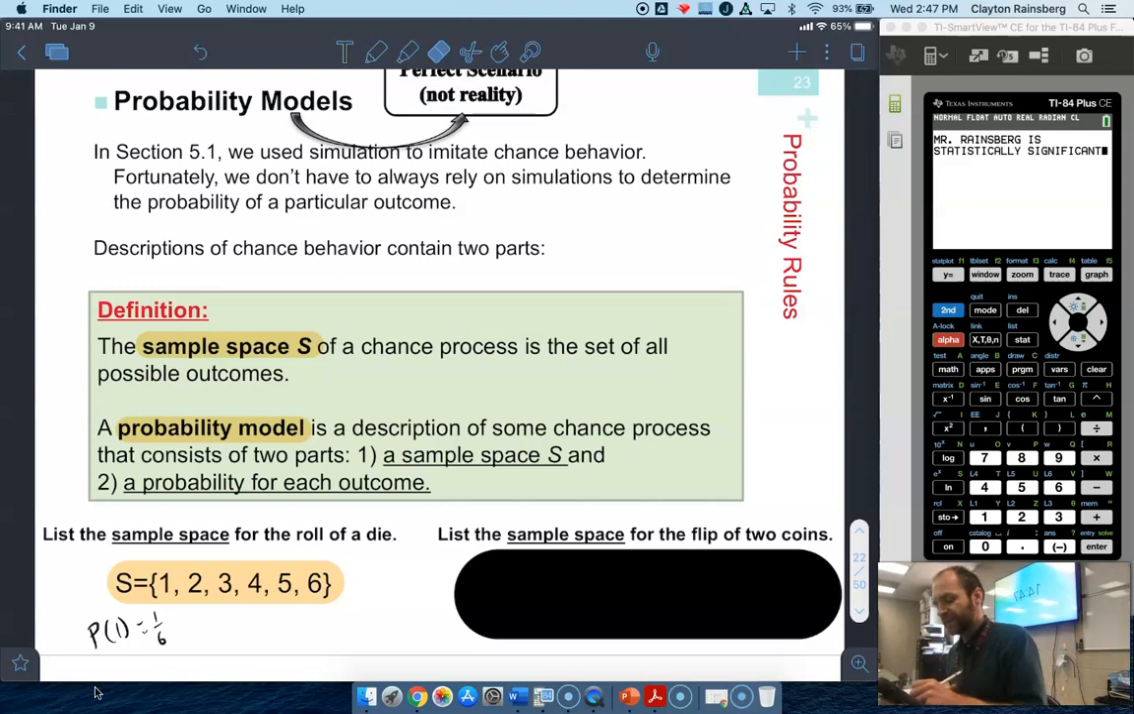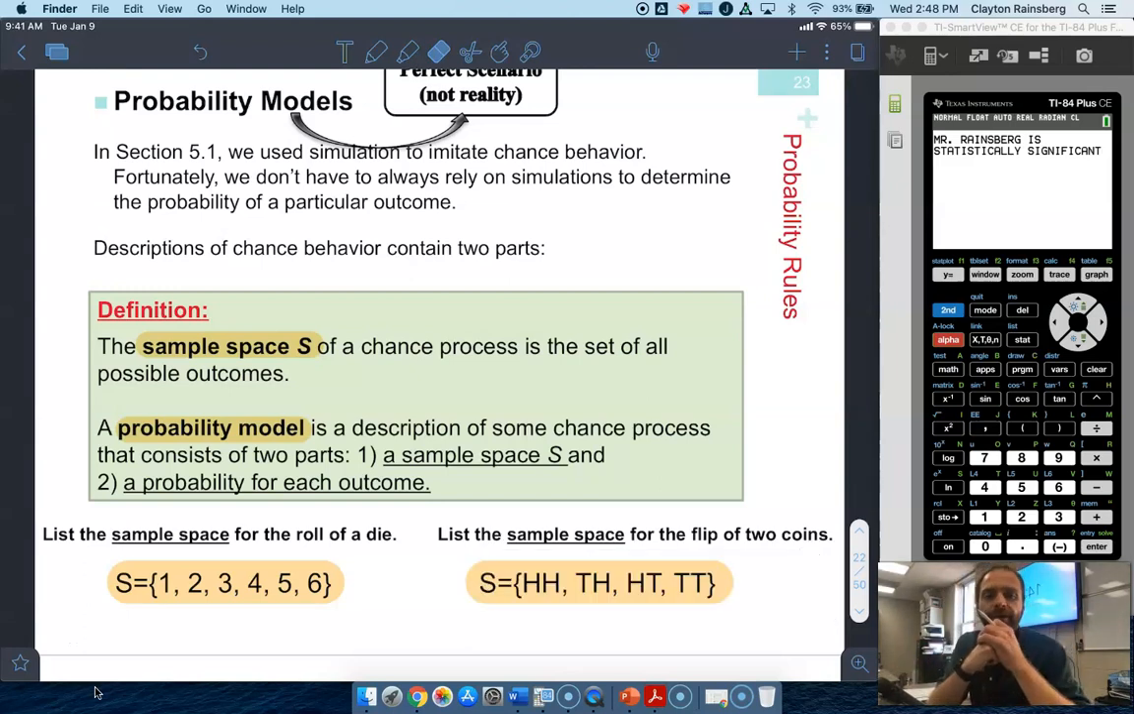The next problem says, list the sample space for flipping 2 coins. So if I flip 2 coins, I can get a heads and a heads. I can get a heads and a tails. I can get a tails and heads, or 2 tails. And so that's what I would list out for it: heads-heads, heads-tails, tails-heads, tails-tails. And you could figure out the probability for those if you wanted a probability model. So a sample space just lists out all the possible outcomes.